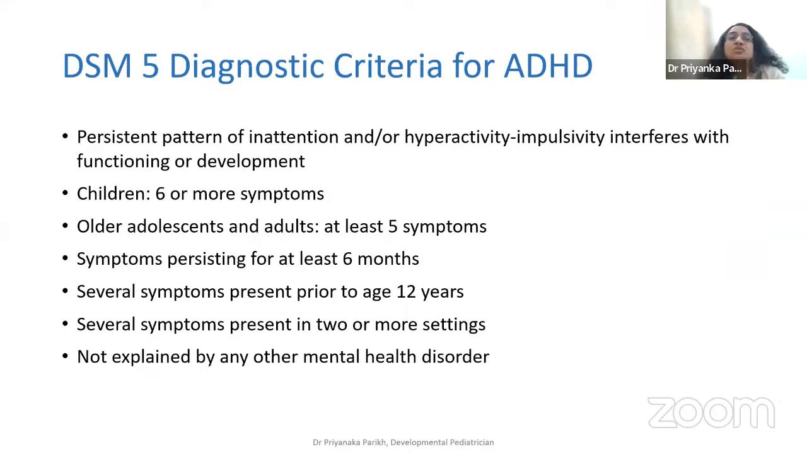So ADHD also has diagnostic criteria. If we see at least 6 or more symptoms in children, from the attention list or the hyperactivity list, it could be diagnosed as a predominantly inattentive presentation, or a combined presentation where we see 6 or more in both, or a predominantly hyperactive presentation. And in older adolescents above 17 years, and in adults who get diagnosed with ADHD, we see at least 5 or more. Symptoms should have persisted for 6 months and generally been present since childhood, less than 12 years of age.